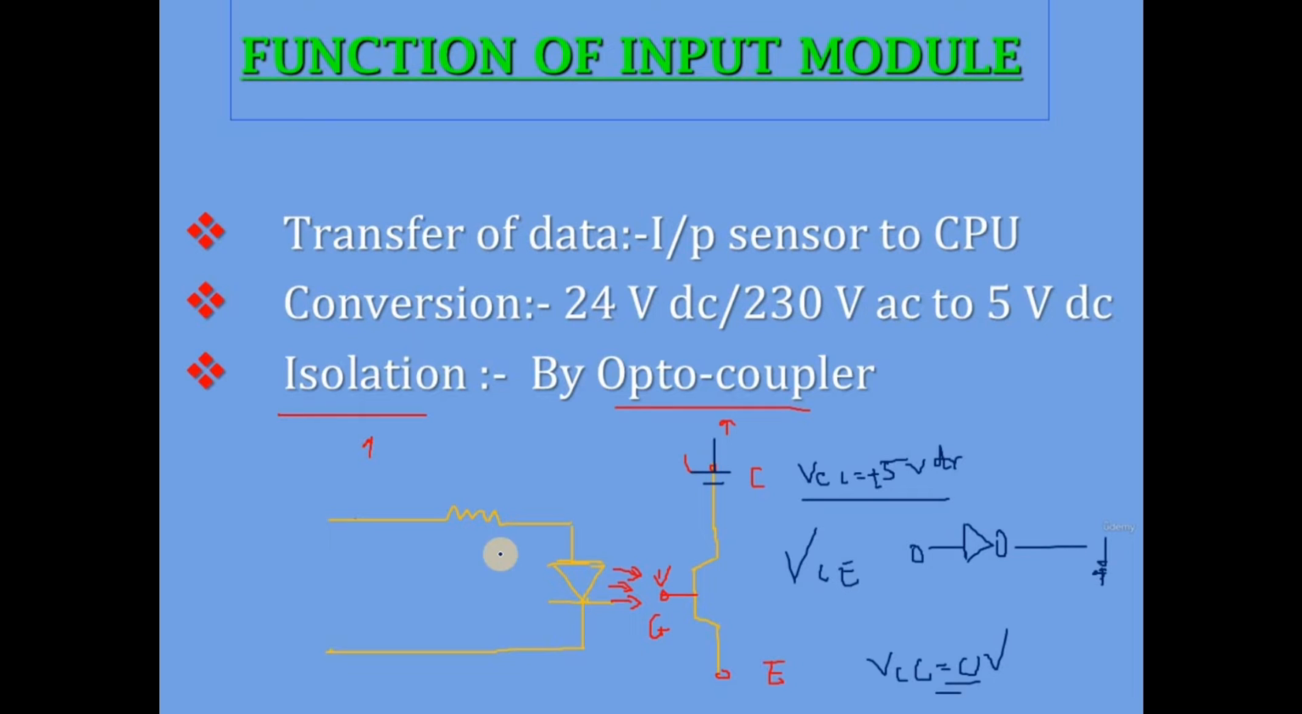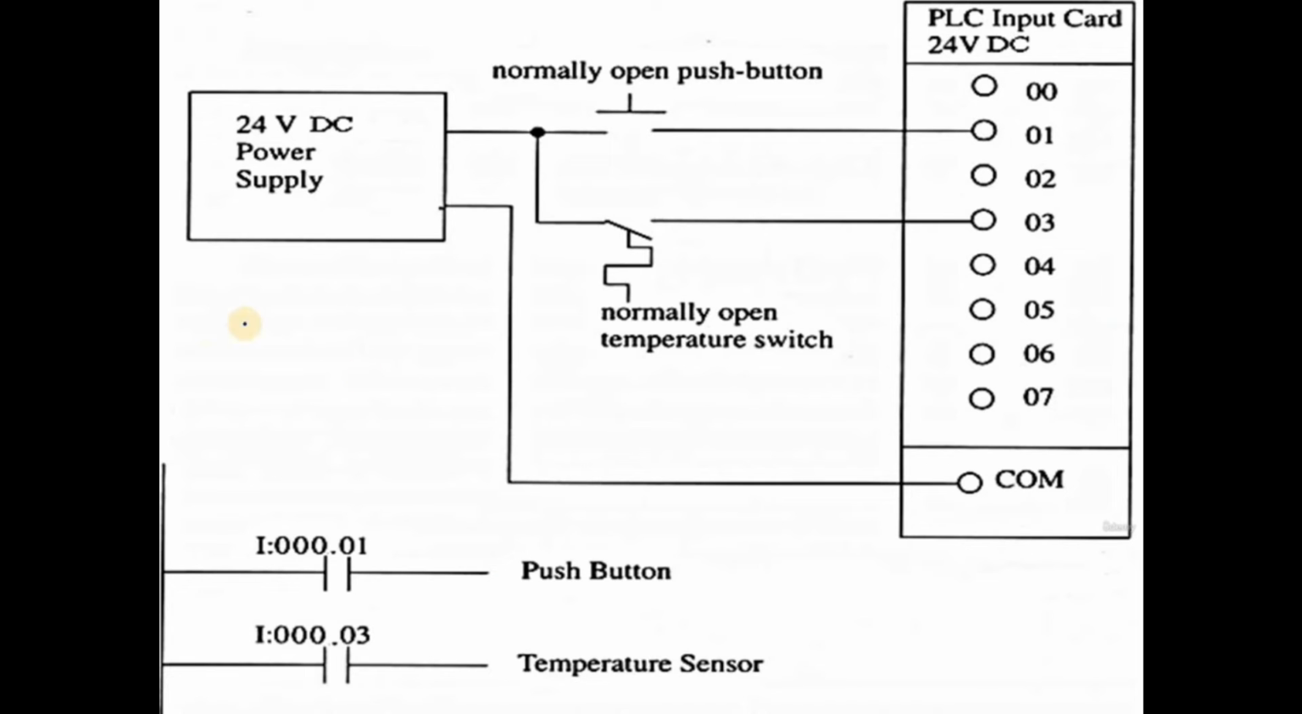We require this isolation on the input side as well as on the output side. Now here you can see this figure. In this figure, what you are observing is the 24 volt DC power supply here. A few inputs are connected, and one card is given here, the PLC input card. Actually, this is a digital input card having a total of 8 inputs. And here I have mentioned some normally open contacts. One is for the push button, and the second one is for the temperature sensor.